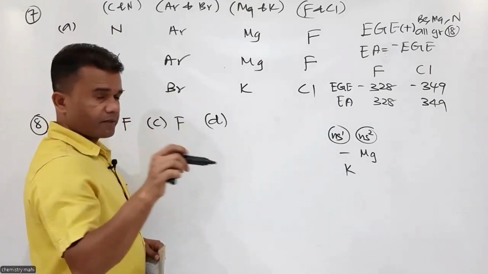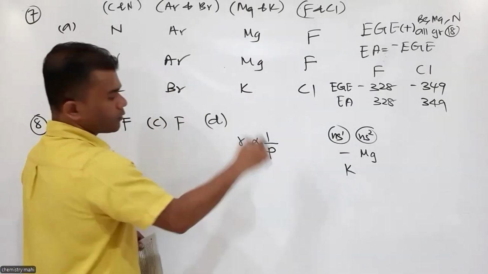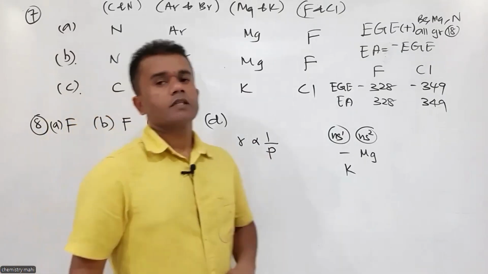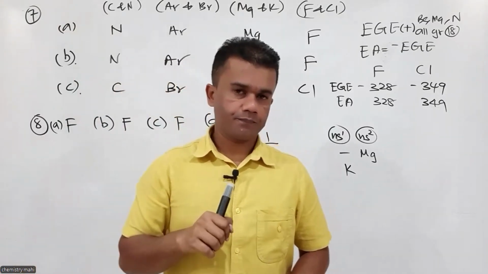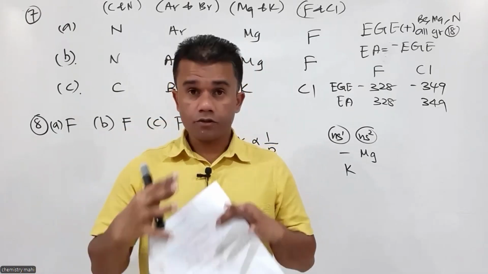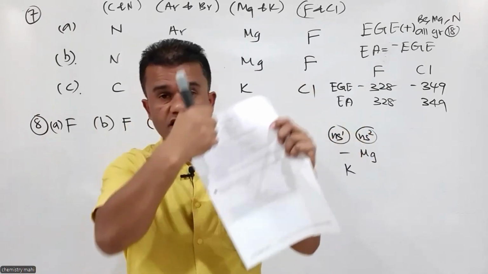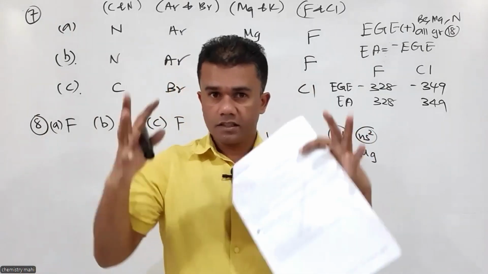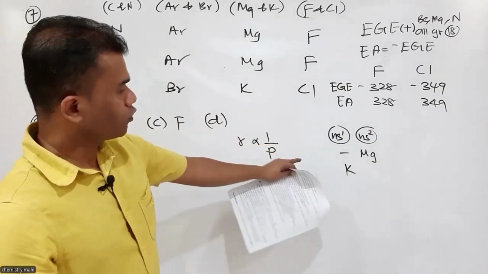For isoelectronic species, radius is inversely proportional to the number of protons. As the number of protons increases, the radius decreases. Why? As the number of protons increases, the positive charge of the nucleus increases. That means the electrons are pulled by the nucleus more strongly, the electron cloud shrinks, and the size decreases.